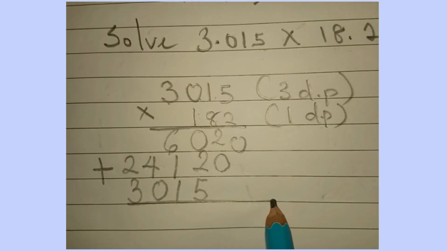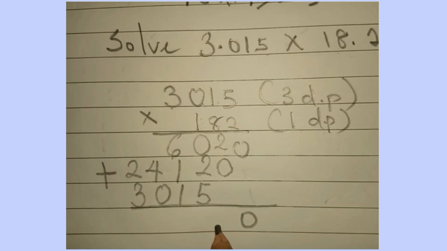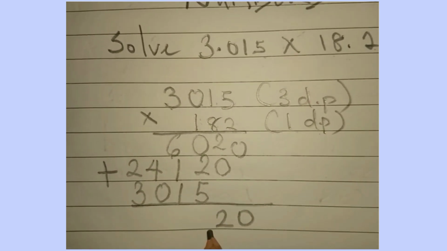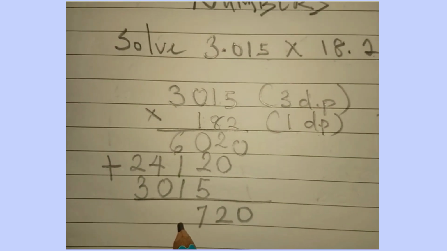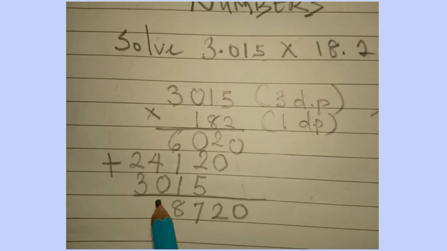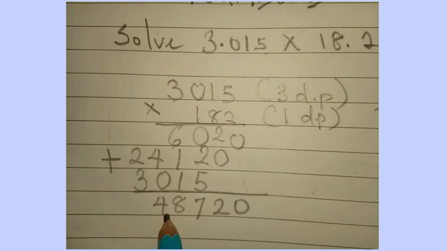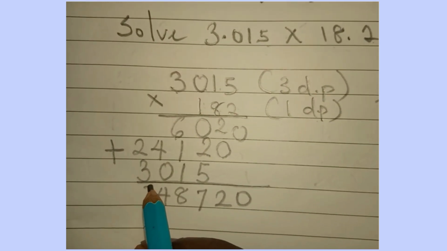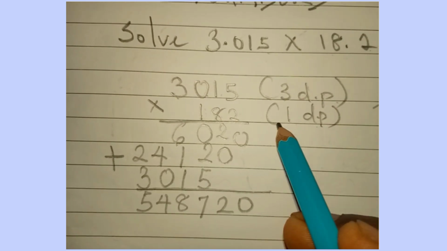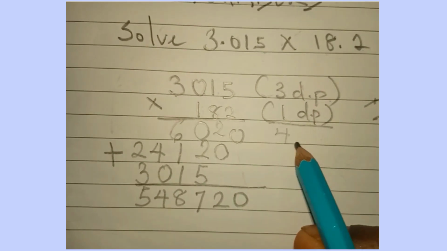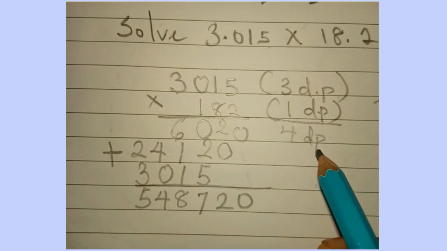What are we going to have? Bring down the 0. 2 plus 0 is 2. 0 plus 2 plus 5 is 7. 6 plus 1 is 7. 4 plus 0 is 4. And 2 plus 3 is 5. And what do we have here? 3 decimal places plus 1 decimal place is what? 4 decimal places.